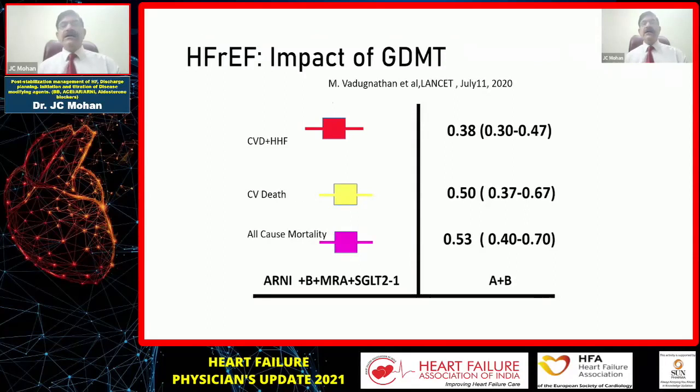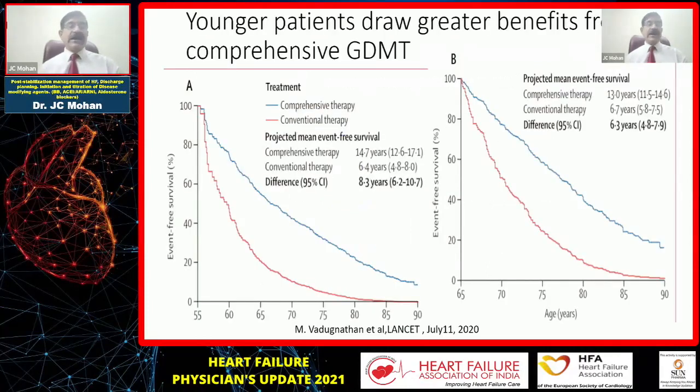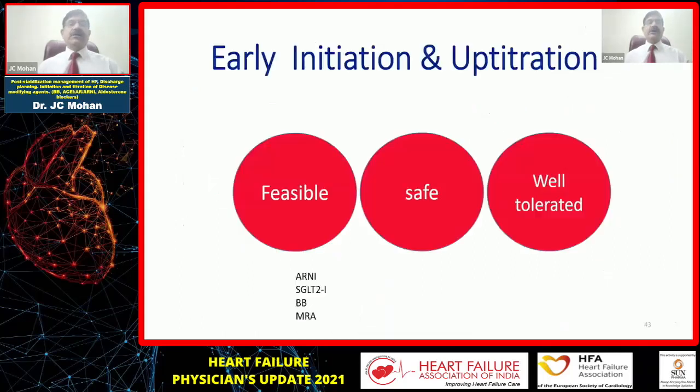And data suggests that in case you use SGLT inhibitors, beta blockers, MRA and ARNI, all 4 drugs, you can cut down the cardiovascular death and all-cause mortality by 50% over and above conventional guideline-directed medical therapy, which is using anti-RAS agents and beta blockers alone, as was the case in most patients with heart failure history. And you can add event-free survival in younger people by about 8 years and in older people by about 6 years if you use comprehensive guideline-directed medical therapy, which includes all the 4 classes of agents which I talked about.